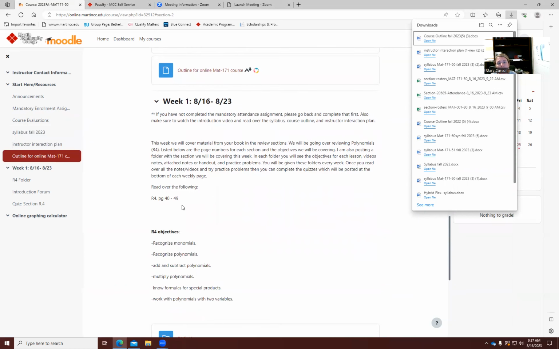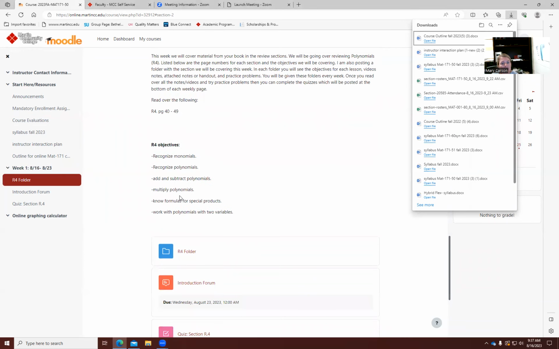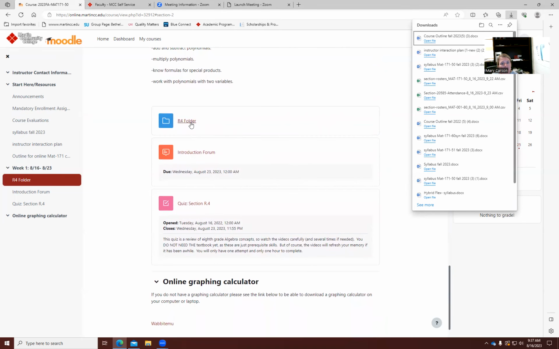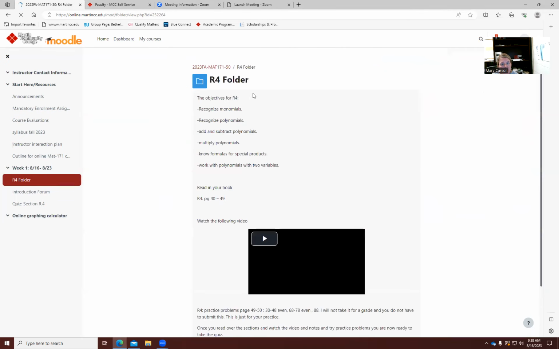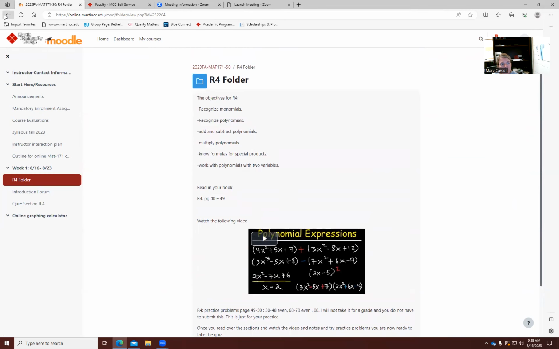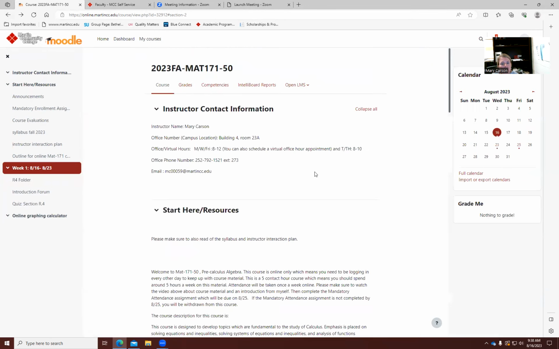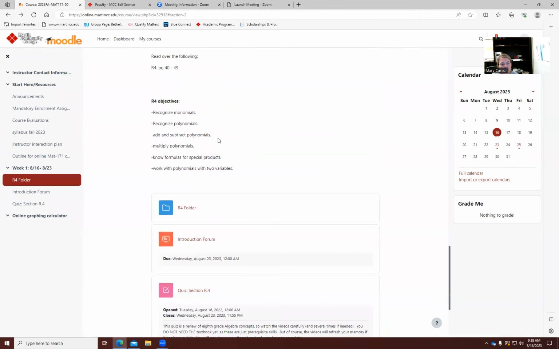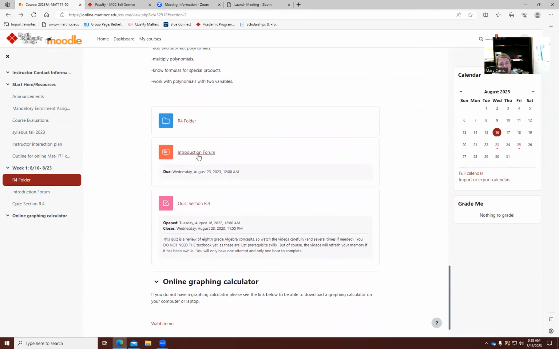Every week you'll see what pages I want you to read in your book, and then different objectives that we will cover. I always give you a folder that consists of different notes and also a video that you can look at. In week 1, there's an introduction discussion, so make sure you do that. And then a quiz that covers the first section, which is R4.